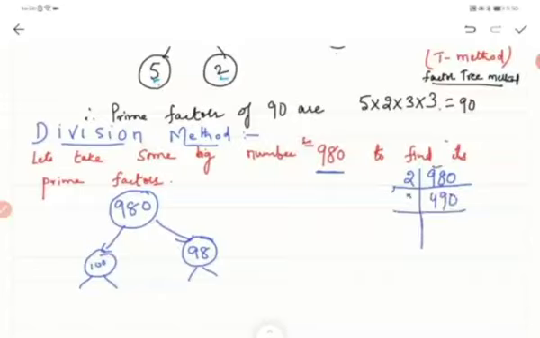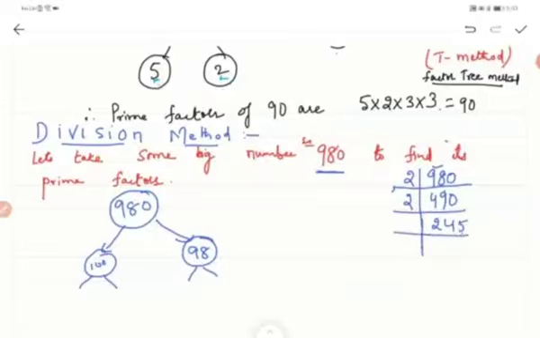This will go with 2 only. 2 twos are 4, 2 fours are 8, 2 fives are 10. Now 2 fours are 8 and 1 will remain here, so it will become 10. So 2 fives are 10. Now this number, 245, is not divisible by 2. So just check for the next number, 3. Is it divisible by 3? 3 sevens are 21, 3 eights are 24, and 5 will not go.